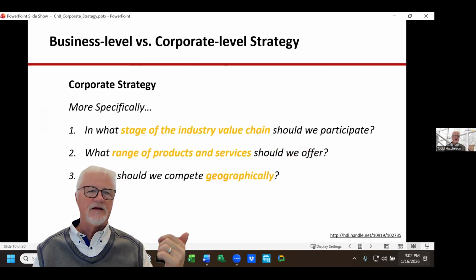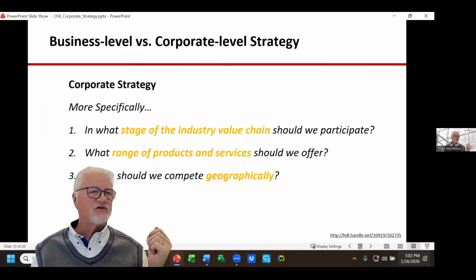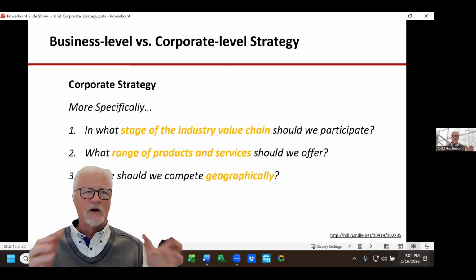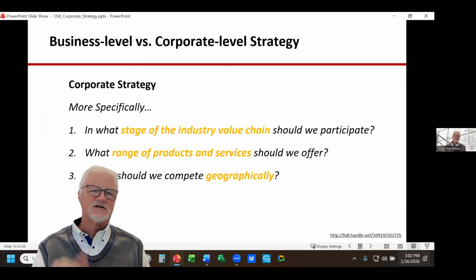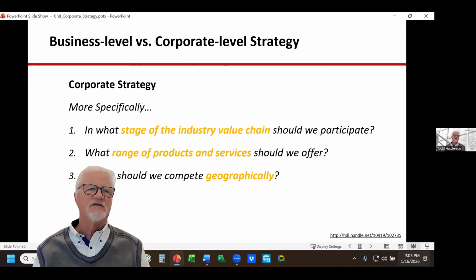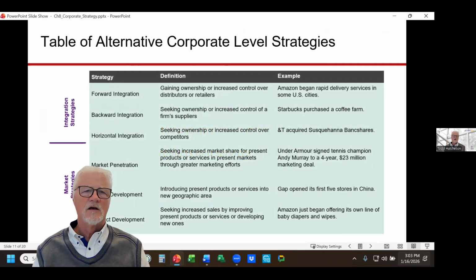Specifically, maybe what stage of the industry value chain do we want to be in, or stages? What range of products and services should we offer? So not just an individual product line, but ranges of product lines. And where should we compete geographically. That may be a corporate level decision that we're going to make that fits the ranges of products and services and the stages of the value chains we've selected.